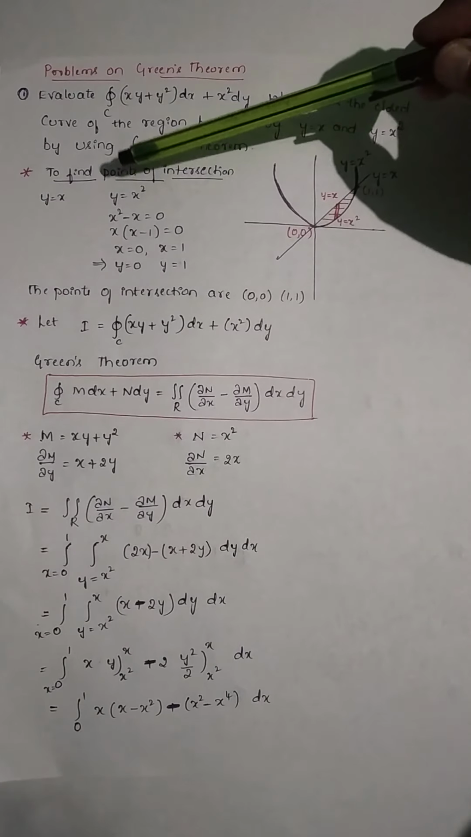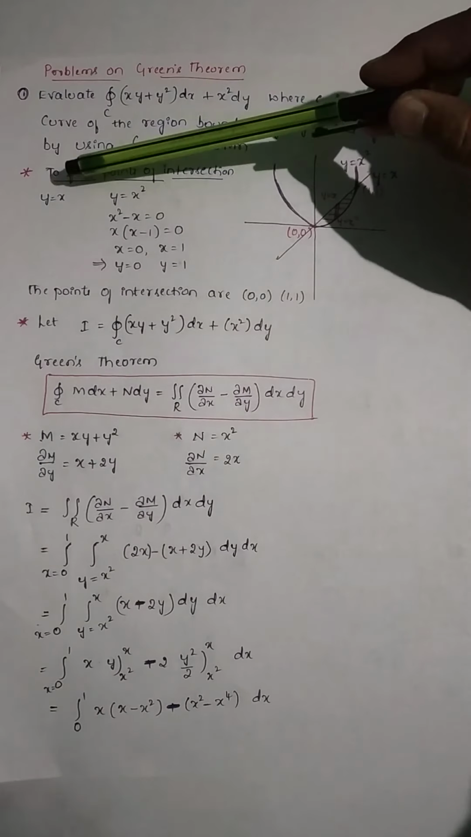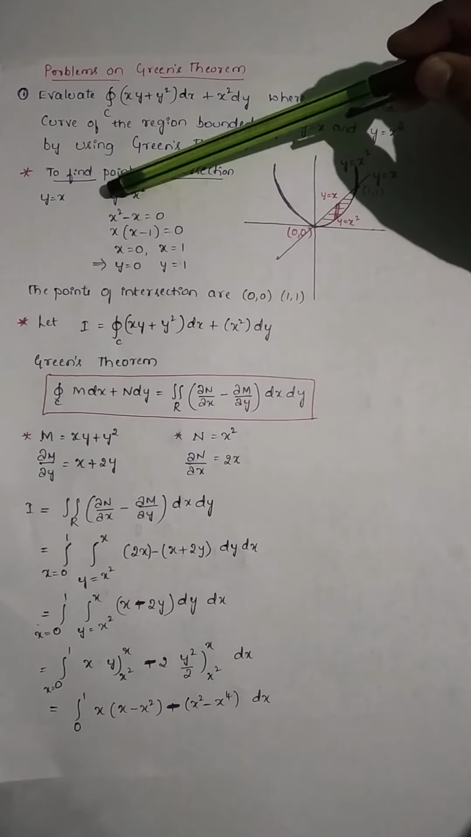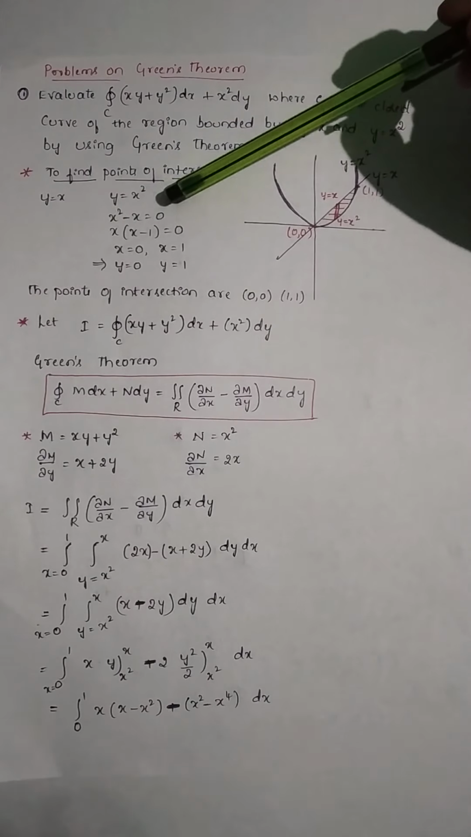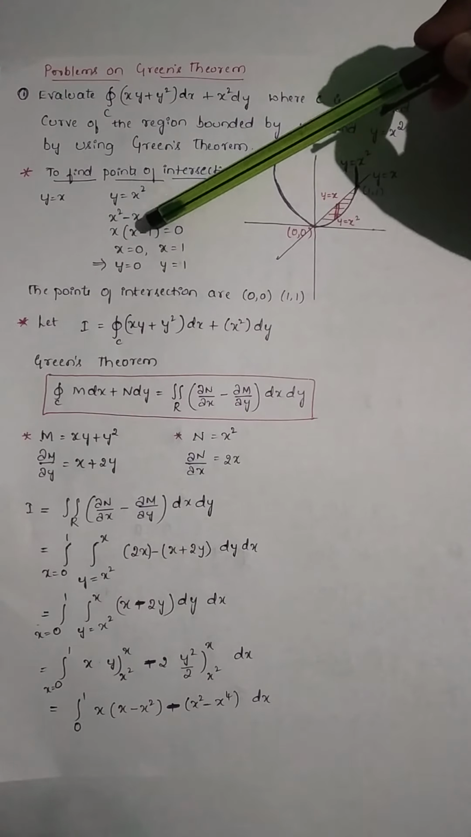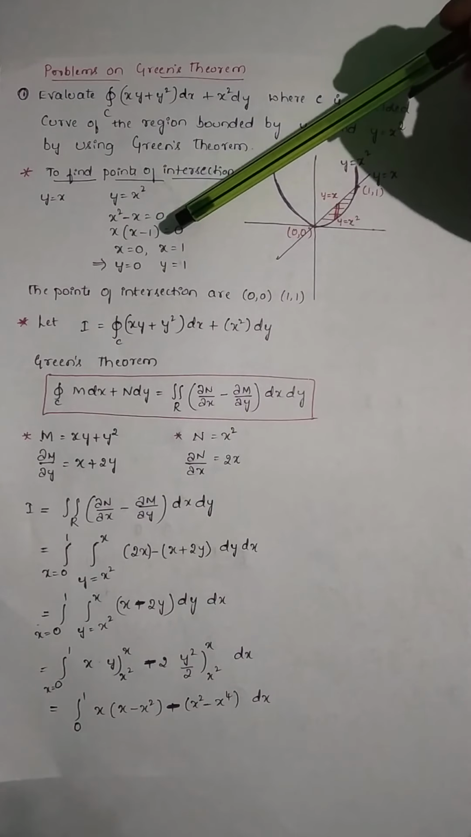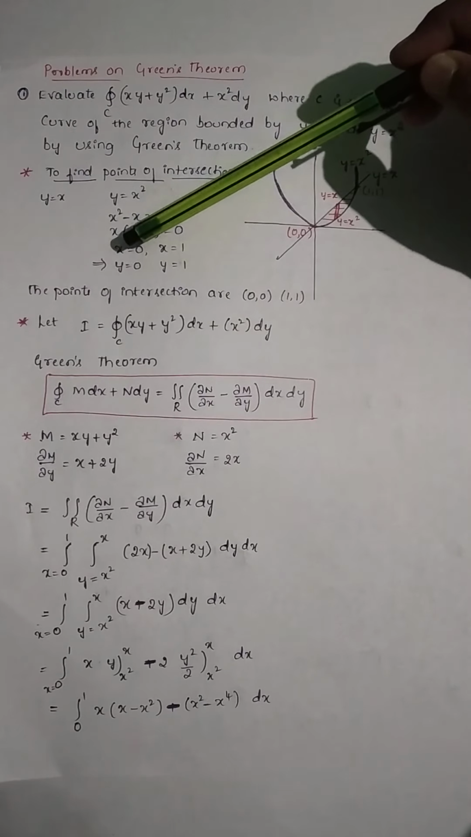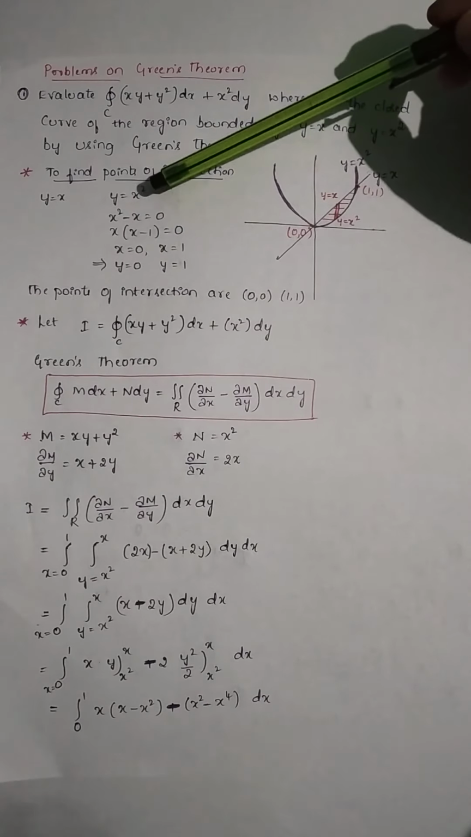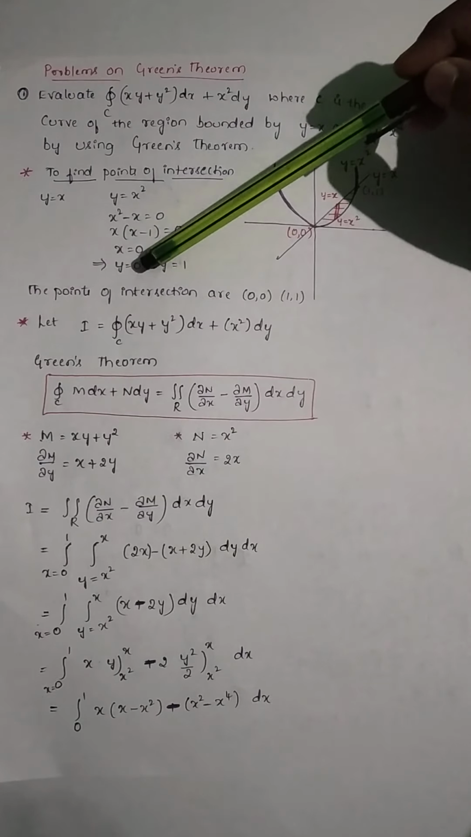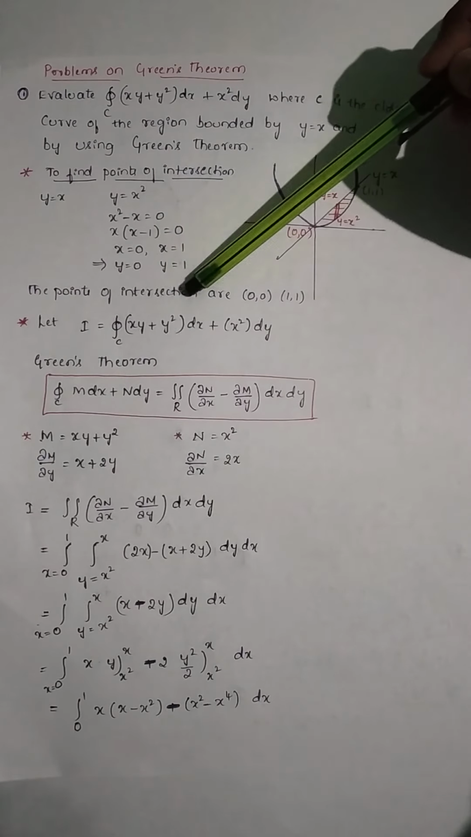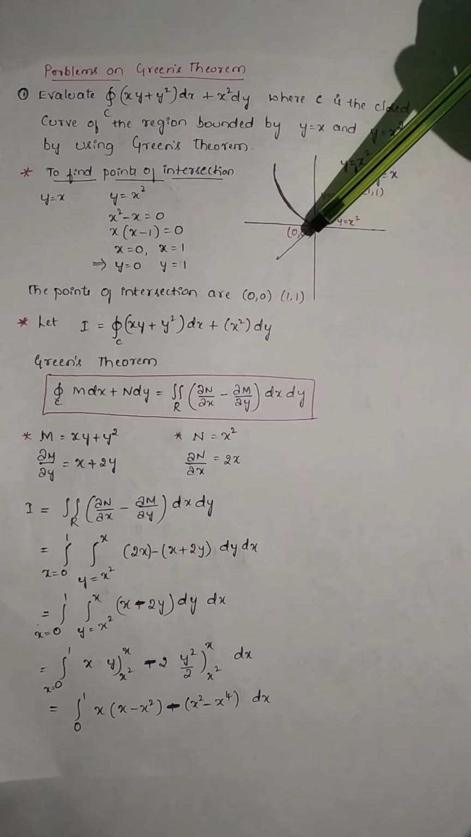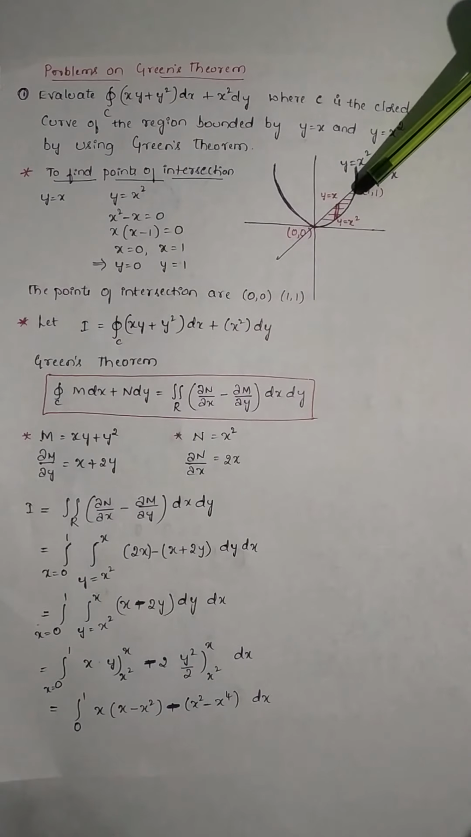For finding the points of intersection, you write y = x and y = x². Substitute y = x, then transpose this x to the right hand side, take x common and equate both the factors to 0. So you will get x = 0 and x = 1. Now substituting x = 0 and x = 1 in one of the equations, you will get y = 0 and y = 1. So the points of intersection are (0, 0) and (1, 1), that you will mark in the figure.